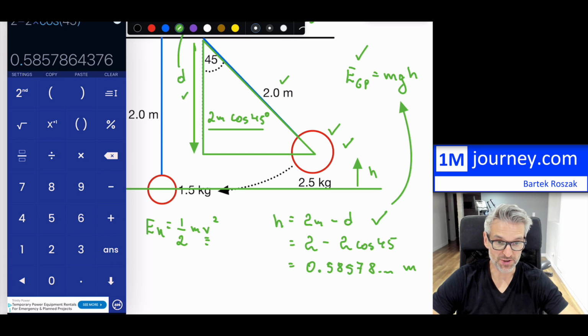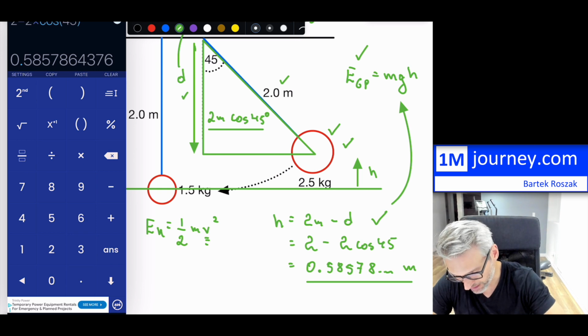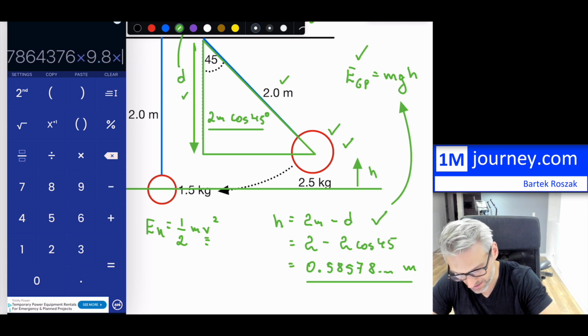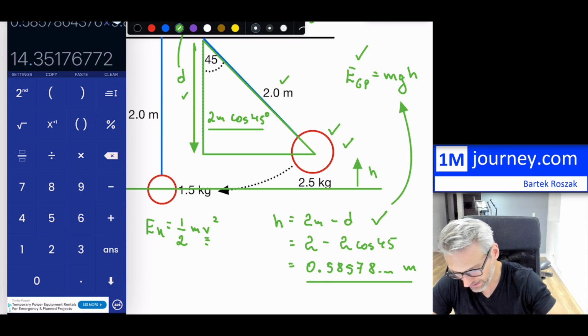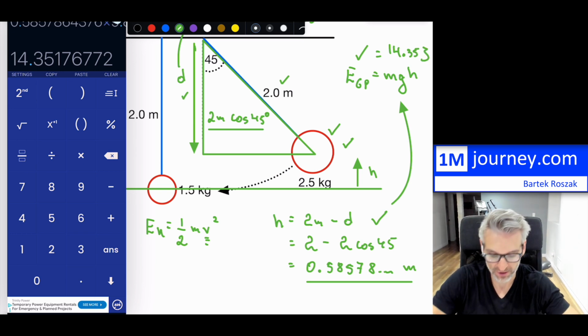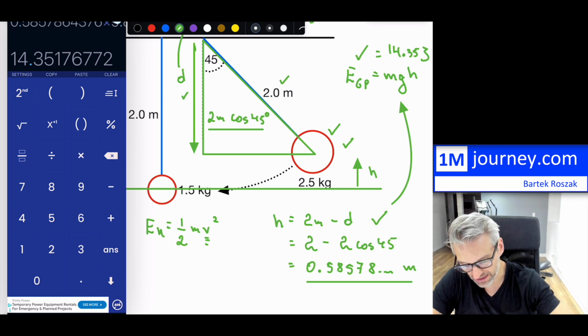So that's my h. I haven't rounded anything here, so you can keep several decimal places. I have it already on the calculator. And then I'm going to multiply it by 9.8 and then multiply it by the mass, which is 2.5. And that will give me what the total energy here is, in joules. I kept 4 significant figures. You can keep more if you like. I'll keep this on the calculator as well.